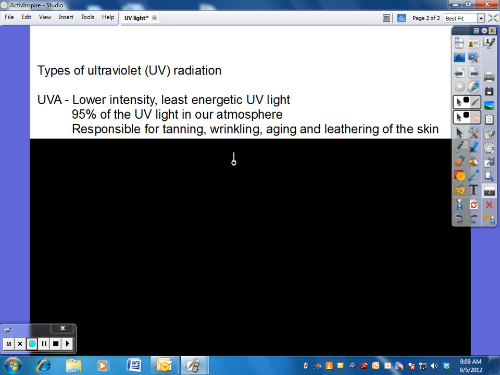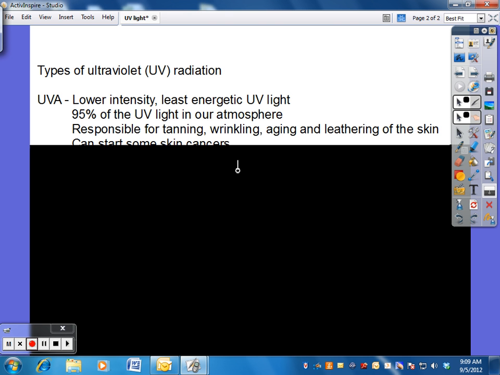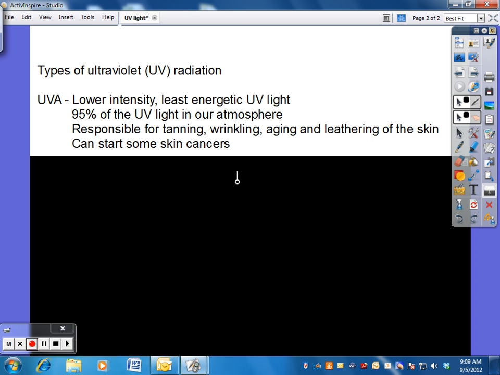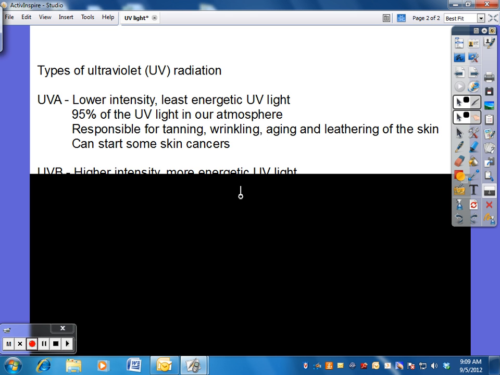leathered look, almost like an old, worn look, and that's because of the ultraviolet A light in the atmosphere that's aging their skin. And it can start some skin cancers. It used to be thought that ultraviolet A didn't start any skin cancers, but we now know that some of the less harmful skin cancers are caused by ultraviolet A light.